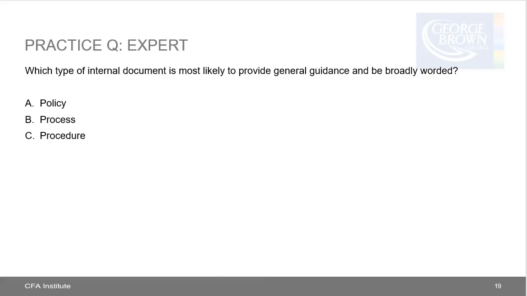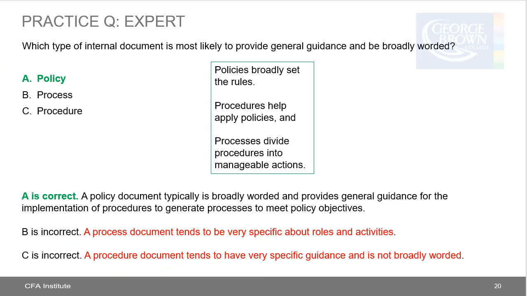A quick practice question to check our understanding from the learning ecosystem at the expert level. Which type of internal document is most likely to provide general guidance and be broadly worded? A, policy, B, process, or C, procedure? Actually, I don't think that's so difficult. A is correct. A policy document typically is broadly worded and provides general guidance for the implementation of procedures to generate processes to meet policy objectives.